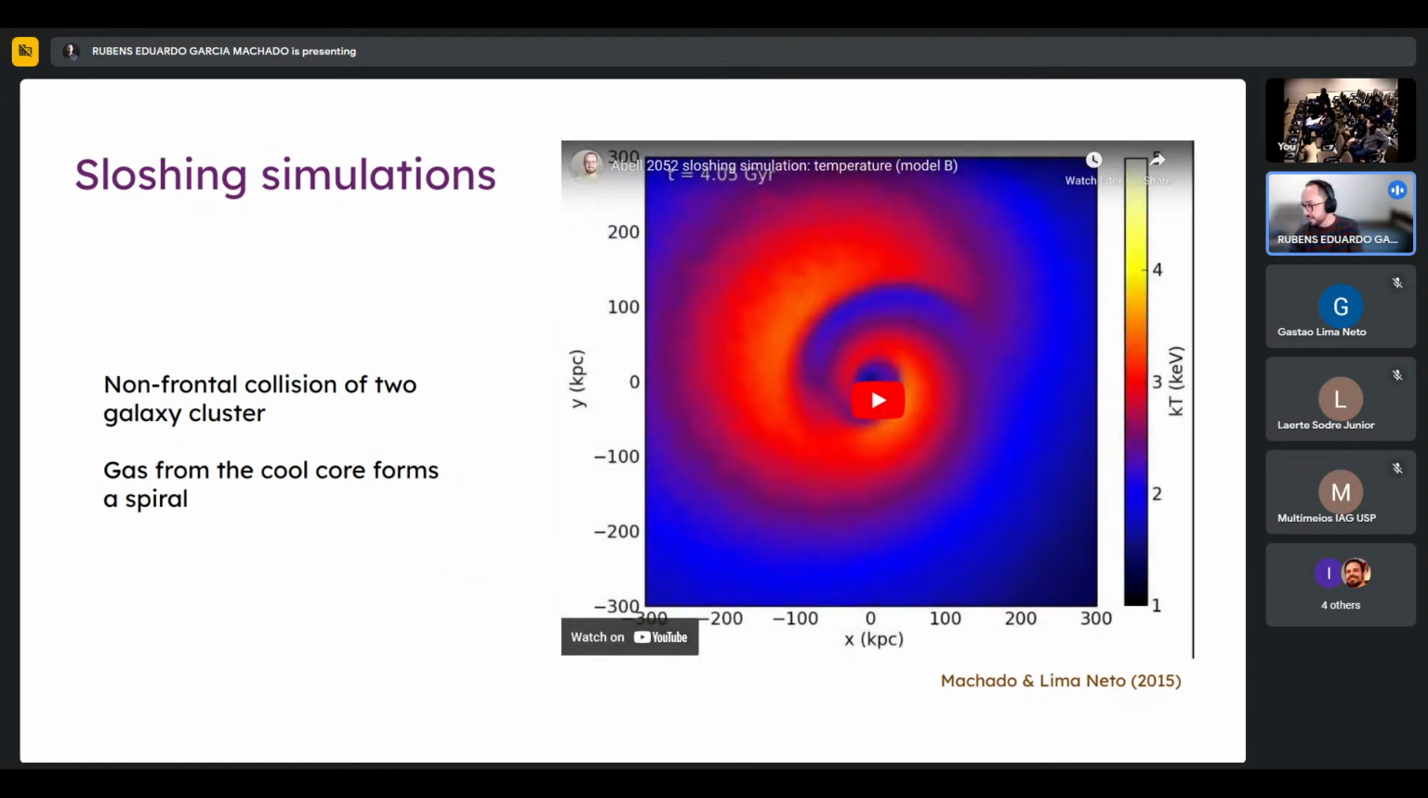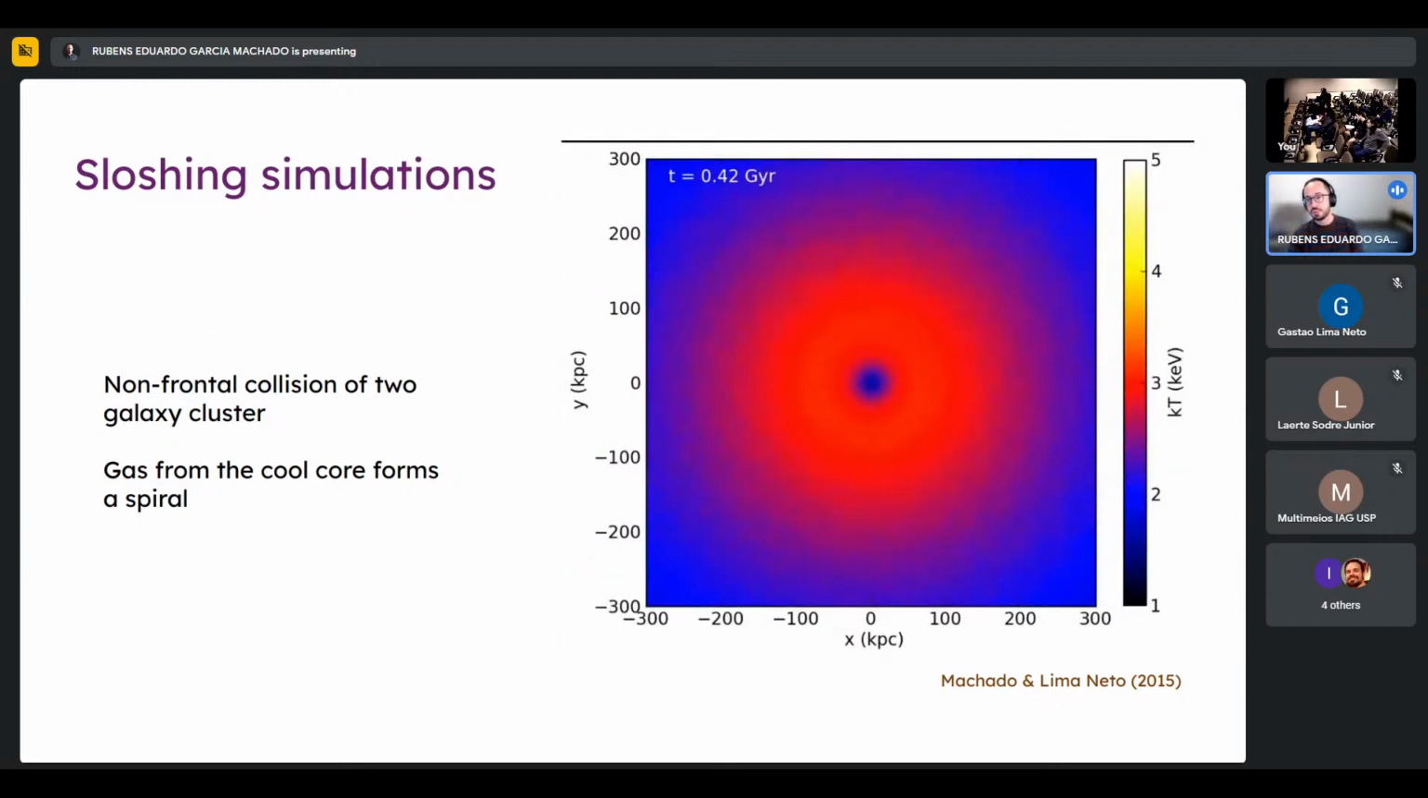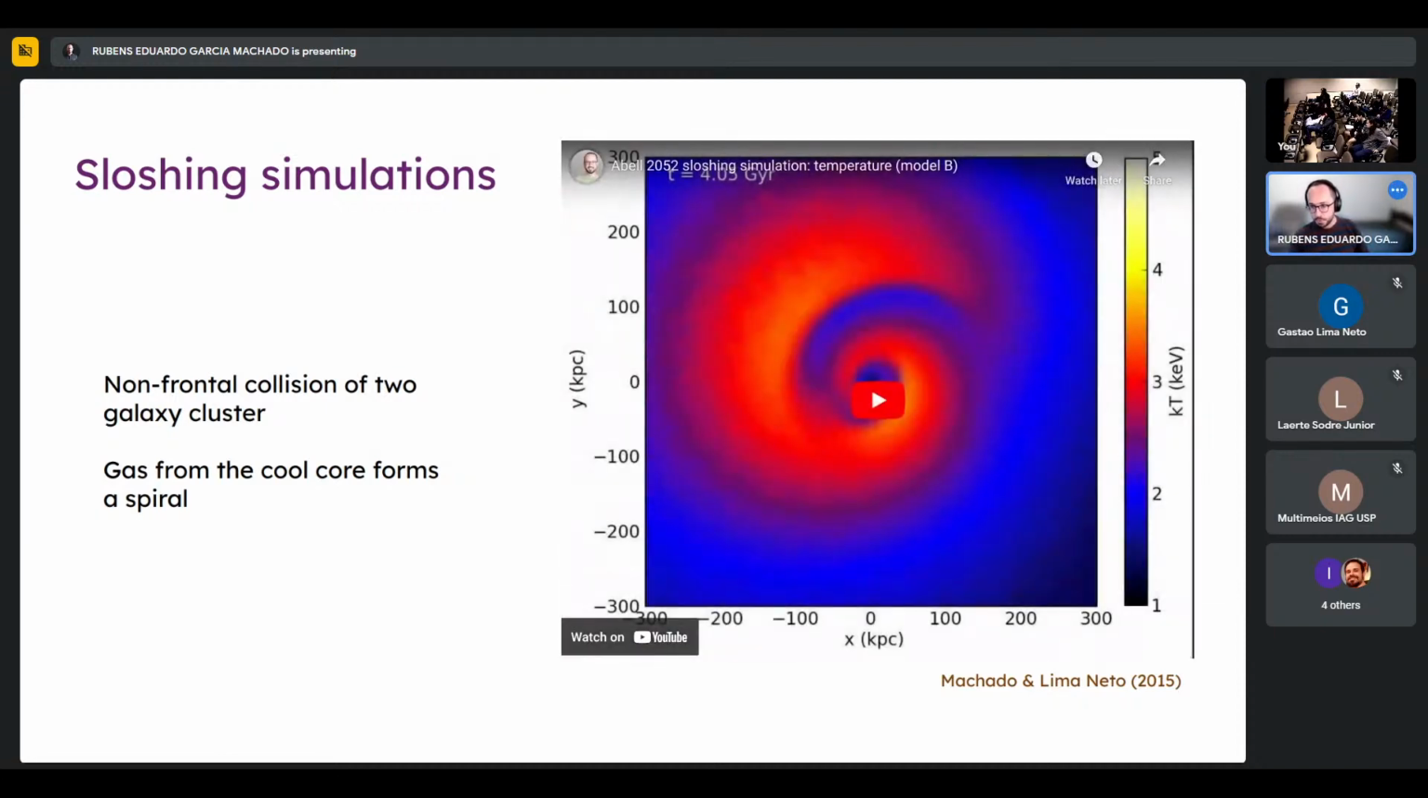I should also emphasize that this is a common misconception. The sloshing spiral, first, extends hundreds of kiloparsecs. It has nothing to do with the spiral arms of galaxies, of course. But second, the shape of the spiral is not at all the trajectory of the perturber. Not at all. The perturber is already many hundreds of kiloparsecs away. The shape of the spiral has nothing to do with the orbit of the perturber. Rather, it is cold gas that is being, initially at least, extracted from the core of the main cluster, the cool core of the main cluster.